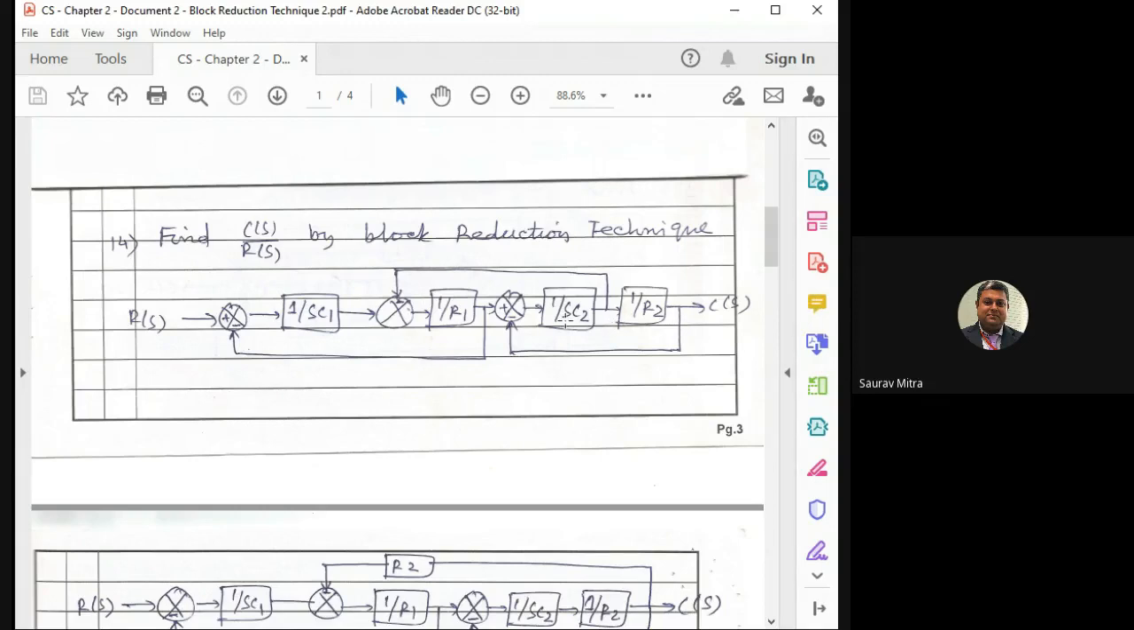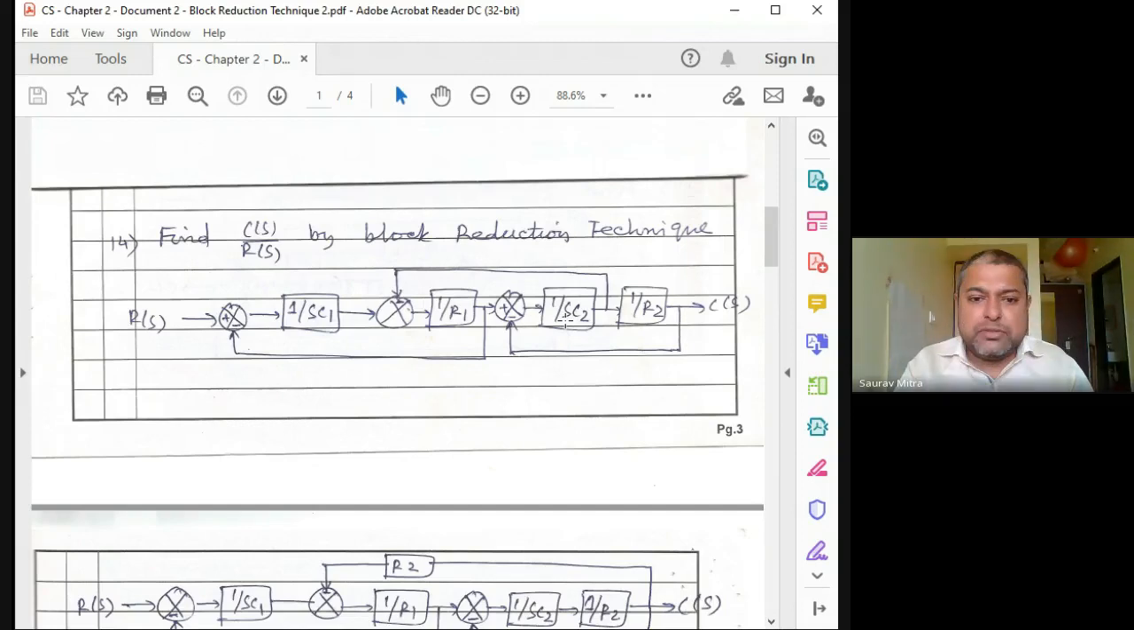This is 1 by R2, this is 1 by SC2. There is actually a circuit with 4 components, that is C1, R1, C2 and R2. I will show you the circuit later, but that circuit is converted into this block diagram. That is one type of numerical we have not solved till yet, but I will show you the circuit. From that circuit we have drawn the block diagram, and we can solve this very easily by signal flow graph. But the challenge is to find the solution by the block reduction technique. So let us do that.